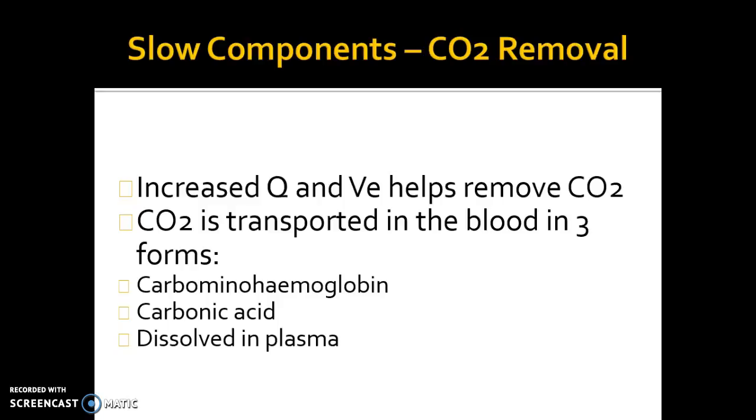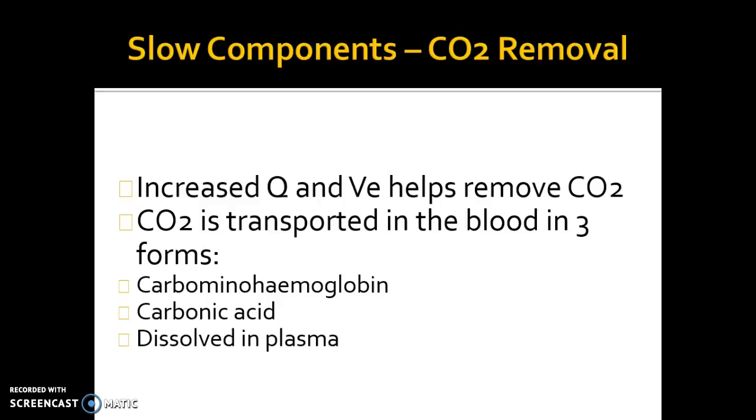And if VE or ventilation is increased, then it will mean that you're breathing more, so more CO2 can be removed from the blood, so that the CO2 gets out of your body quicker. In recovery, both cardiac output and ventilation will both be lower than they were during the exercise, but they will be higher than the corresponding values that they have at rest.